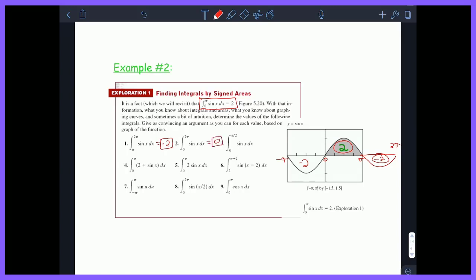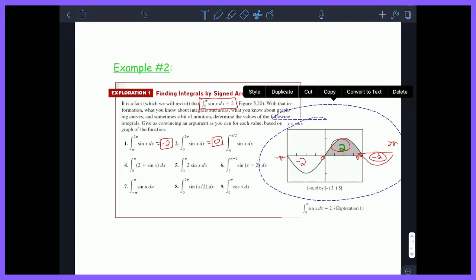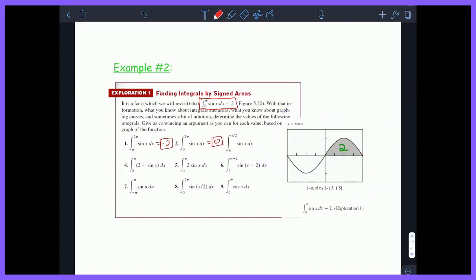Because remember, what the integral is doing is it's taking positive above the x-axis as positive and below the x-axis as negative. All right, let's try the next one. Let's just get rid of all this stuff now. It's getting too messy. Okay, the integral from 0 to pi over 2 of sine x dx.